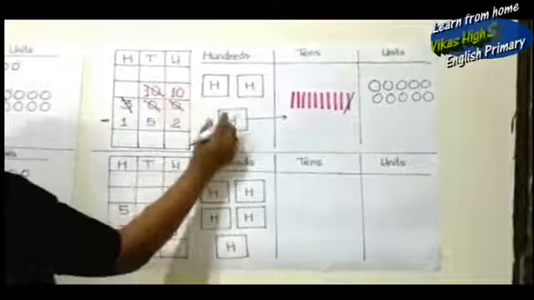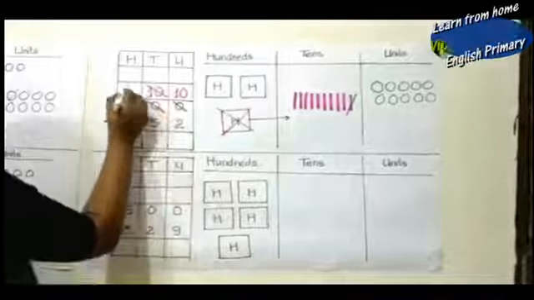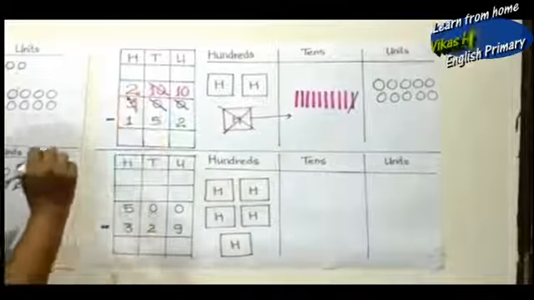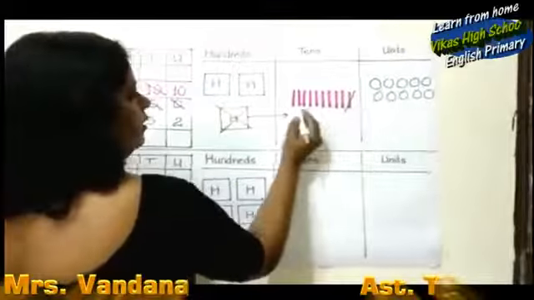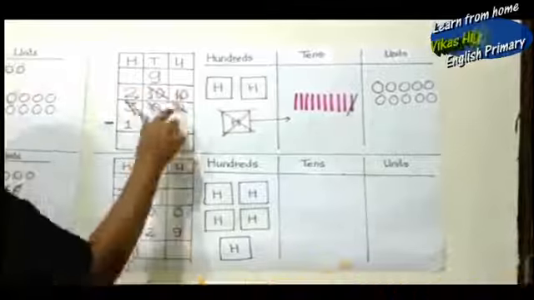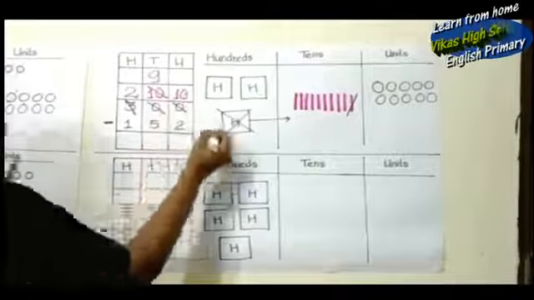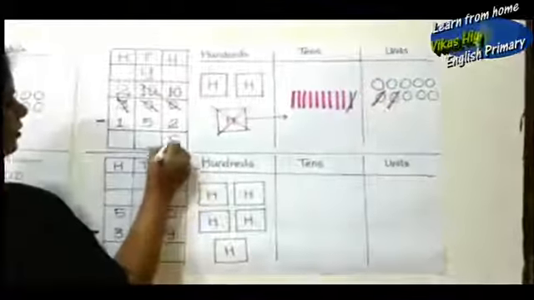So, from this 300, 100 is borrowed to the tens. So, here remains 200. And from this tens, 10 tens, when we borrow here 1 tens, here remains 9 tens. Now, let us subtract 10 minus 2. So, that is 10 minus 2 units. So, we get 8 units.